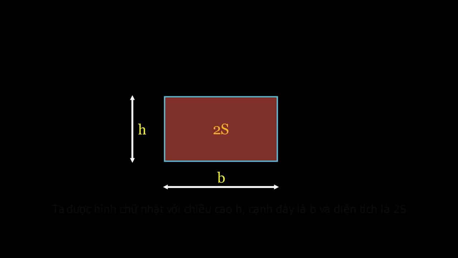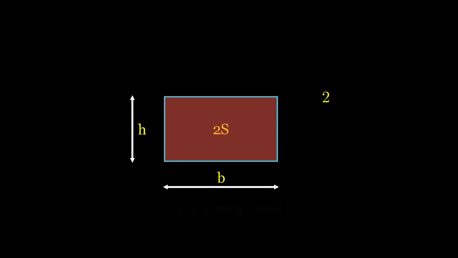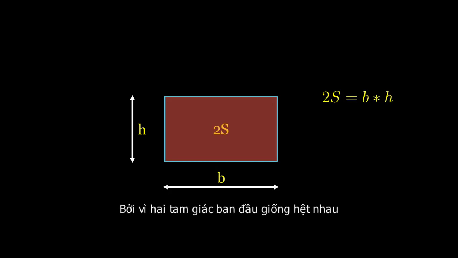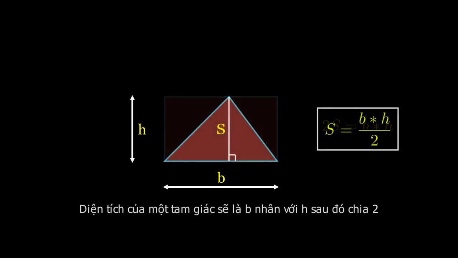We get a rectangle with height h, base b and area 2s. It means 2s is b times h. Because the triangles are congruent, the area of one triangle will be b multiplied by h divided by 2.